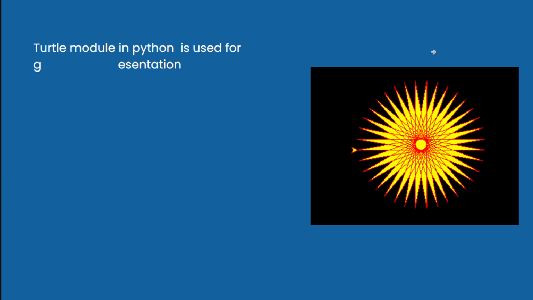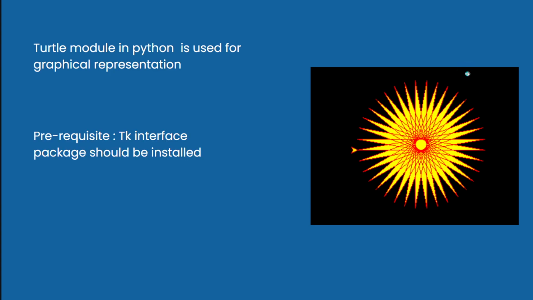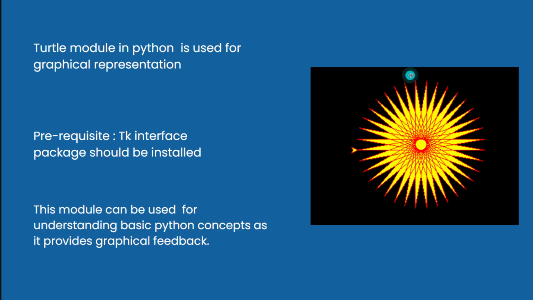The turtle module in Python is used for graphical representation. You can see here in one of the screenshots, this is the graphical representation. Using this turtle module, we can create different kinds of graphical representations. The prerequisite for this module is that the Tk interface package should already be installed. This module can be used for understanding basic Python concepts as it provides graphical feedback.